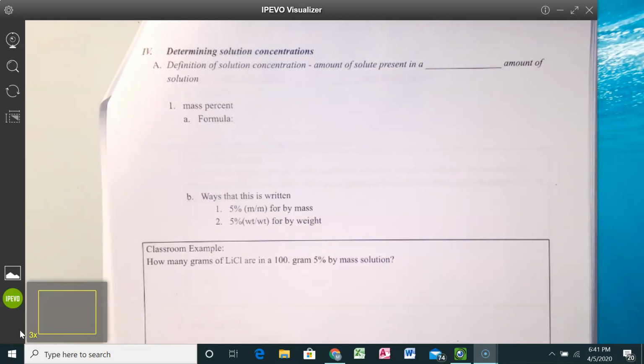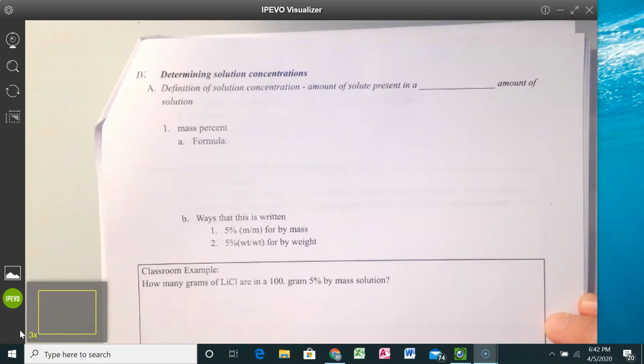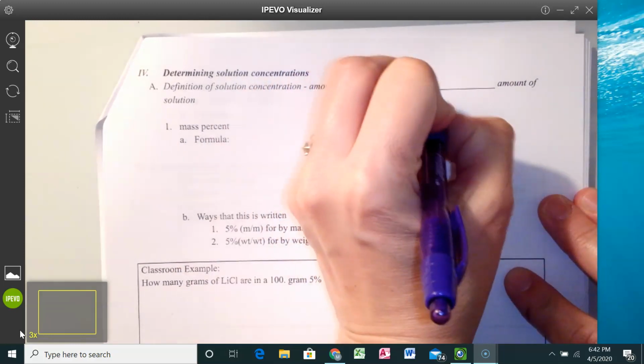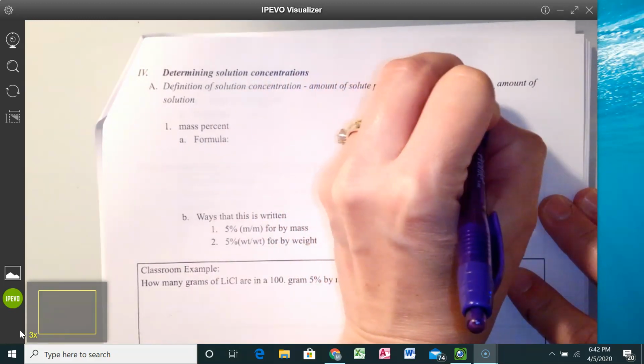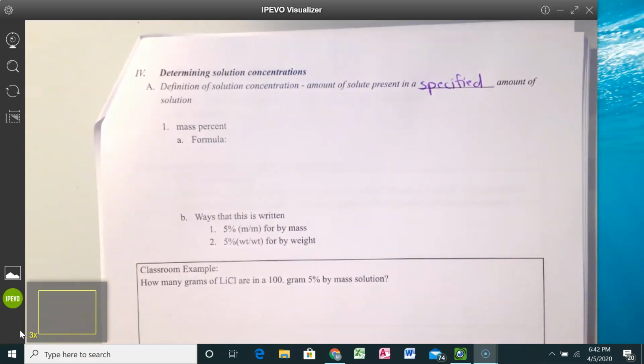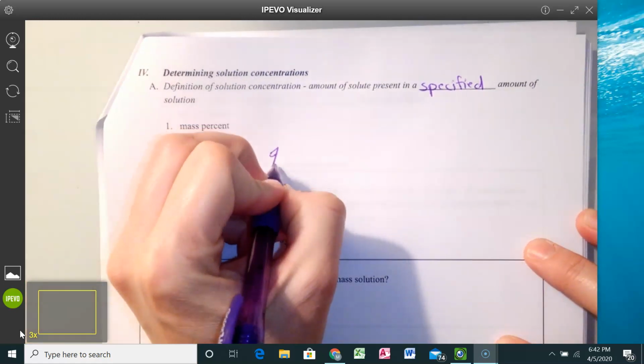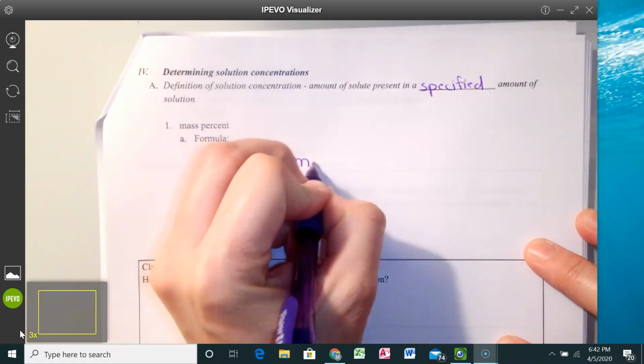So the first one that we're going to be learning about is how we would express concentration as a mass percent. But when we first just think about concentration, the definition of solution concentration is the amount of solute present in a specified amount of solution. So this mass percent one, if we were to look at the formula, and remember, you are able to use all reference sheets that you have.